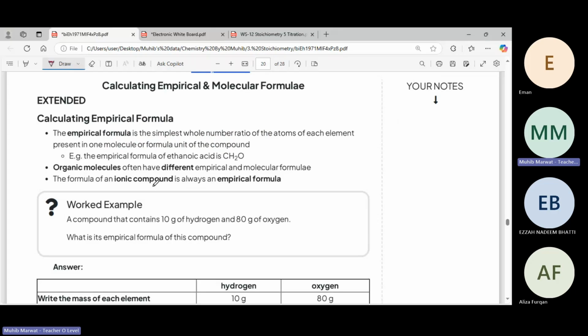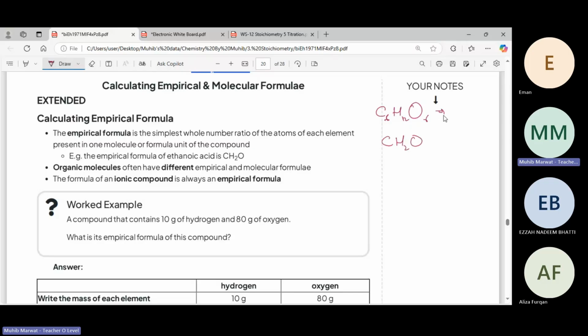Empirical formula. We have gotten a clear concept of empirical formula, right? What is empirical formula? The simplest whole number ratio of each atom of each element present in a molecular formula. For example, let's take a look. C6H12O6, right? Now we can divide these three numbers by a common number, 6. So the answer will be CH2O.